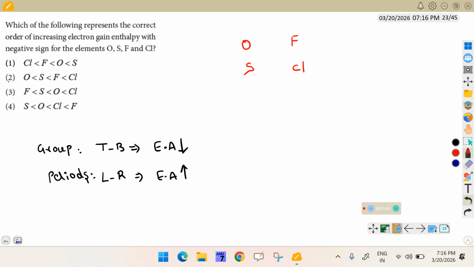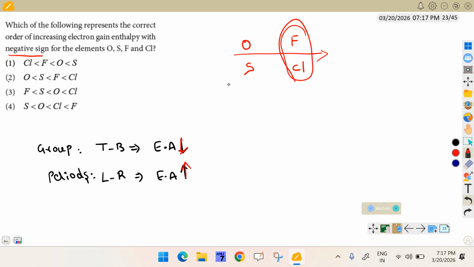Which of the following represents the correct order of increasing electron gain enthalpy with negative sign? Included negative sign. For the elements oxygen, sulfur, fluorine and chlorine, we know that in groups, top to bottom, electron affinity decreases, and in periods, left to right, electron affinity increases. Oxygen and fluorine are period elements. No doubt, fluorine and chlorine electron affinity values are more compared with oxygen and sulfur.